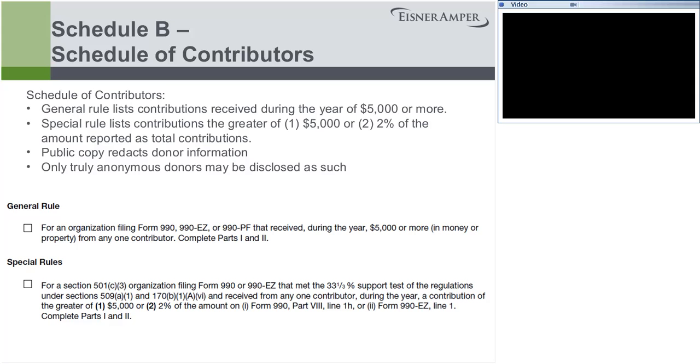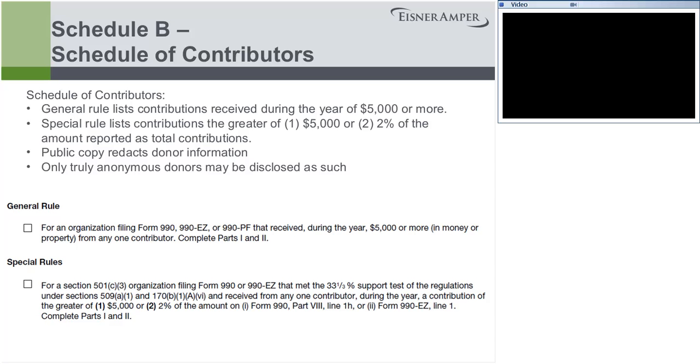We also talked about Schedule B, the schedule of contributors. And on this, you're going to list either every gift over $5,000, or if you're an organization that meets the public support test, so you meet that 33.33%, you can do the special rule. The special rule says that you can calculate and disclose only those that gave 2% or more of your total contributions. And the total contributions is on page 9 of the form, box 1h. That's the number you're going to multiply by 2% to see what the threshold was for picking who you were going to disclose.